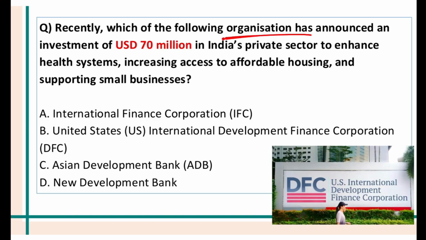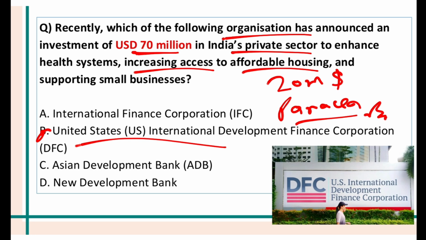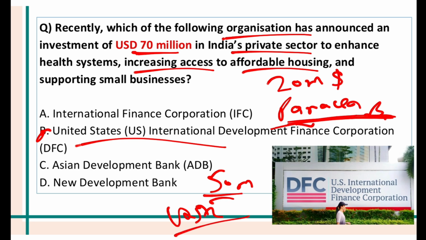Which organization has announced the investment of $70 million in India's private sector to enhance health system, increasing access to affordable housing and supporting small businesses? So this is by DFC, United States DFC, Development Finance Corporation. They are investing this much money, right? In fact, DFC is also putting in $20 million in Panacea Biotech. $50 million they are putting in Vastu Housing Finance Corporation. So overall $70 million. 20 million in Panacea Biotech Pharmaceutical Company, 50 million in Vastu Housing Finance Company. It is based in Washington DC, DFC.